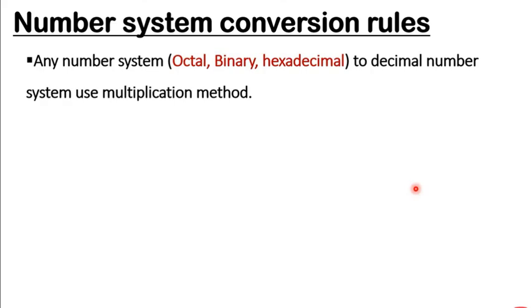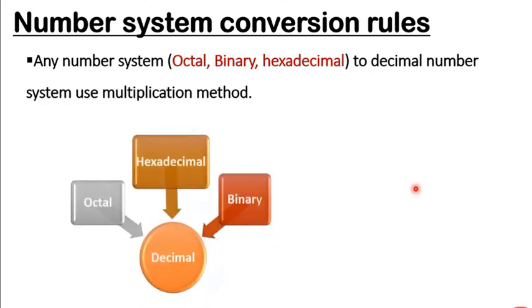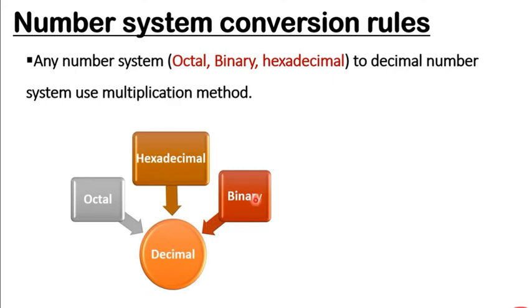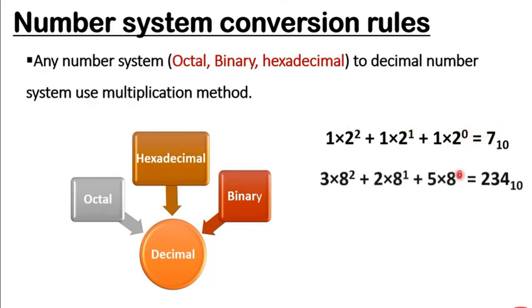So another rule is if you want to convert any number, octal, binary, or hexadecimal, to the decimal number system, then you have to use the multiplication method. If you want to go from binary to decimal, hexadecimal to decimal, or octal to decimal, you have to use the multiplication method. For example, if you want to convert binary to decimal, then you will multiply the binary digits by the base of the binary, which is 2.